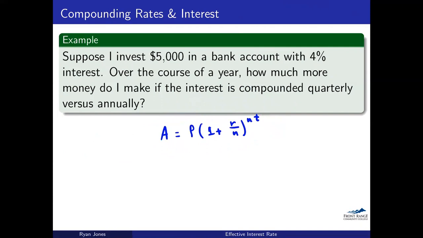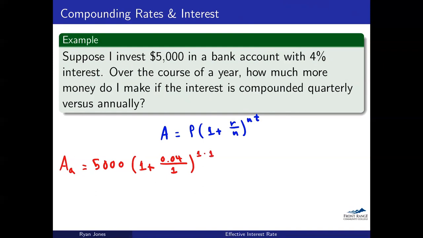And then what we're going to set up is, I'll label it A sub a, and that small a is just for annual. We're starting with 5,000, so that's good. That's going to be multiplied by 1 plus my interest rate written as a decimal, so 0.04. We're compounding annually, so n is going to be 1, and I can plug that in. And then the time is 1 year, so I say that as well.